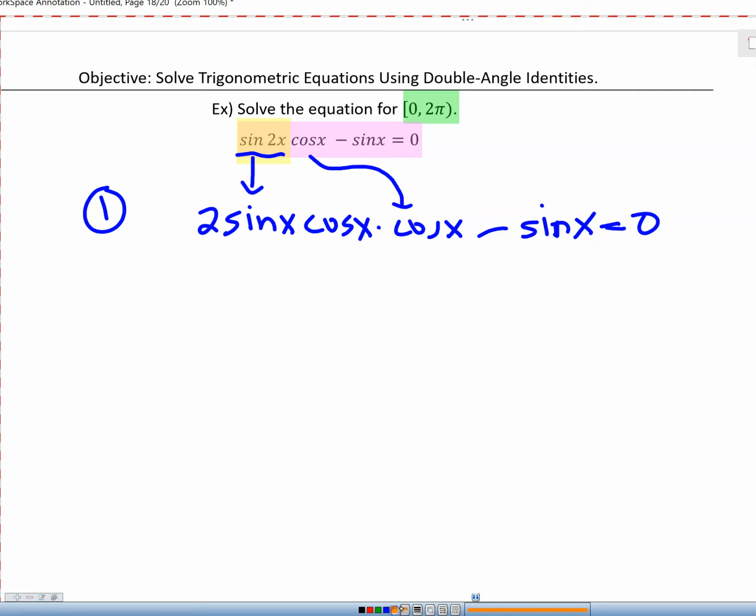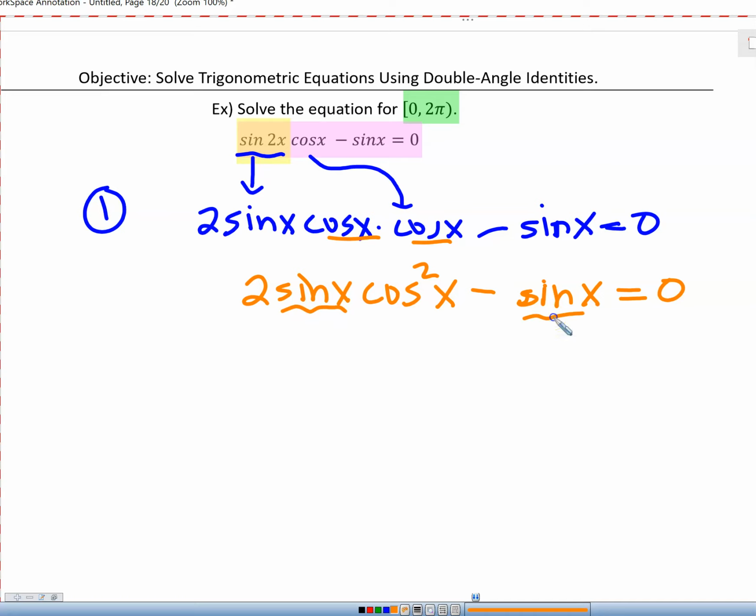All right, so cleaning this up a bit, I have a cosine times a cosine. So this becomes 2 sine x cosine squared x minus sine x equals 0. So given the structure of this, it is in some ways quadratic because of the cosine squared. And so a strategy I'm going to use is factoring with a GCF of sine x. So I'm going to factor out that sine x.